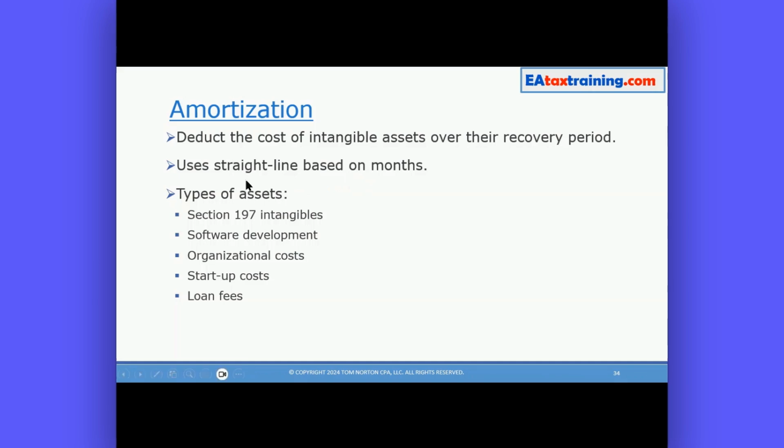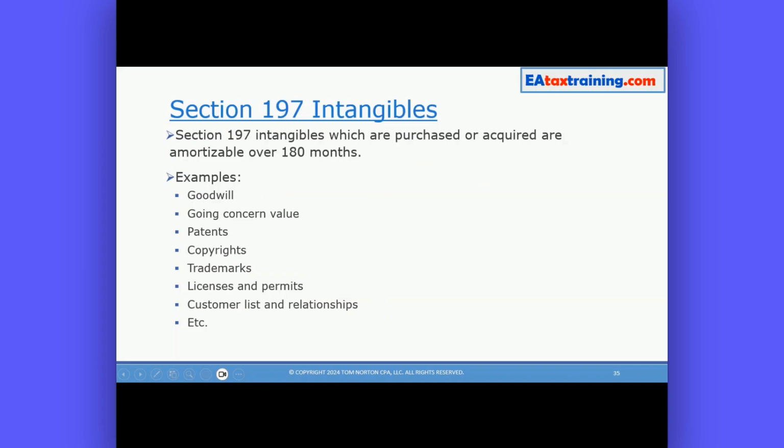So some of the types of assets, you've got Section 197 intangibles, and that's a list of different types of intangibles that we'll get into on the next slide. You've got software development and actually other software as well. Organizational costs, startup costs, and loan fees. So we will talk about each of those. There can be others as well, but these are the major categories that you need to know about.